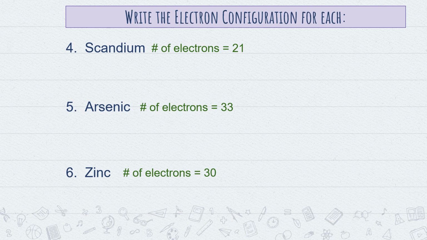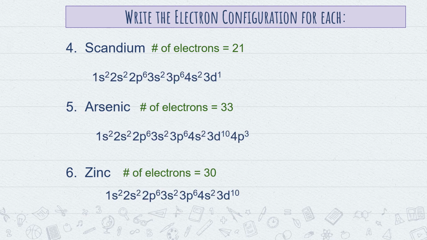Okay, and here are the results. 4s2, 3d1, as scandium is a transition metal, so it's in that step down. Arsenic, all the way over at 33, so I need to fill in that configuration and end up with 4p3. And zinc perfectly fills that D sublevel, and we're done.